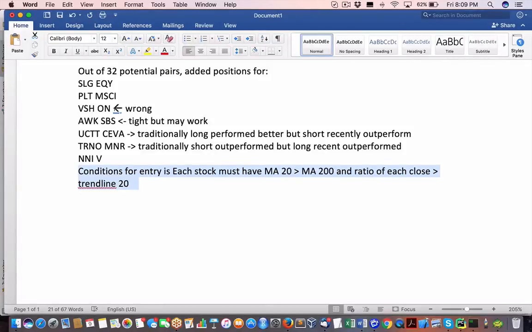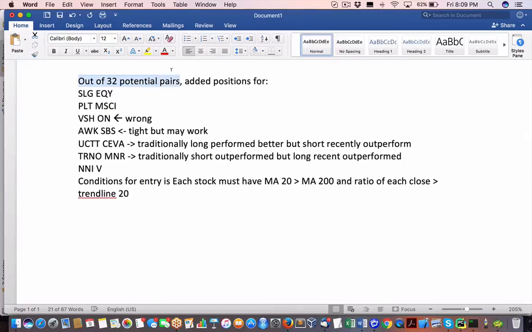Okay, so I'm just rerunning scan after scan after scan after potential pairs that we're looking for with the various videos I just posted in the last few days. So over the last week, I've managed to get about 32 potential pairs for long and short for equity pair trading.